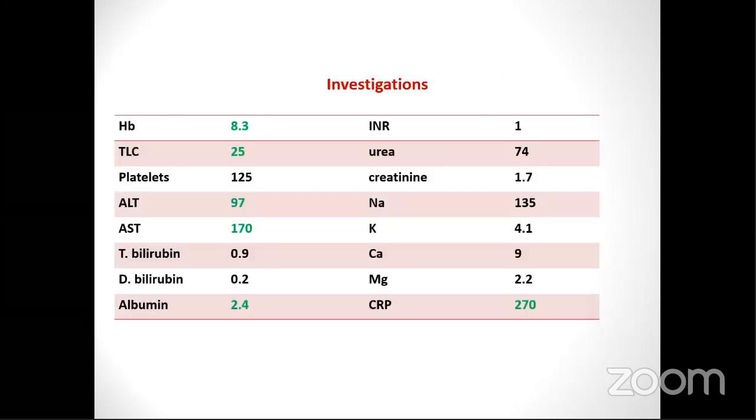These are his investigations. You can see that the TLC was remarkably elevated, mainly polymorphonuclear leukocytosis with shift to the left. His platelet count was relatively low. Creatinine was 1.7. Liver enzymes were elevated. He had anemia too, and he had hypoalbuminemia of 2.4. His C-reactive protein was 270 milligrams per liter.